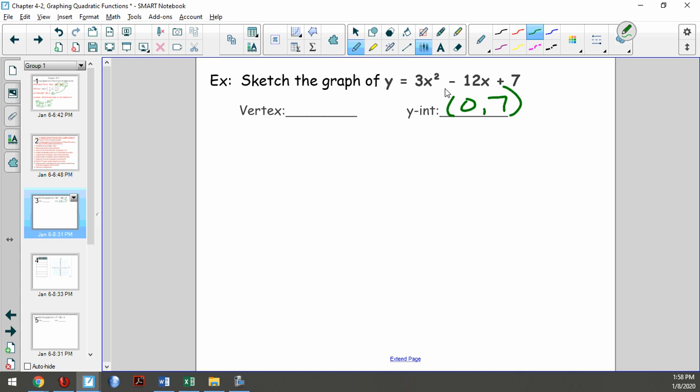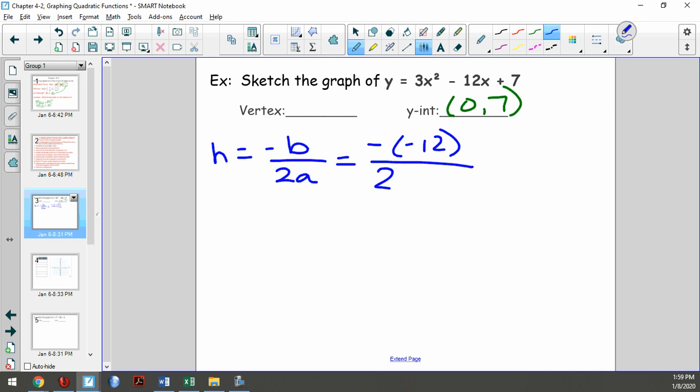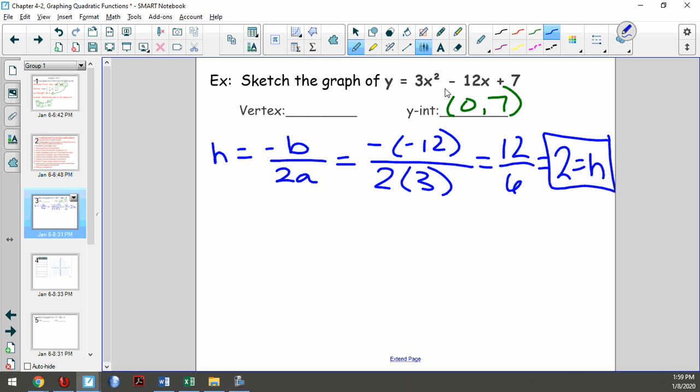The next thing I want you to do is say, okay, I'm going to find the value h. H is found by doing negative b over 2a. What is b in this equation? A negative times negative 12, all over 2 times a. What is a in this equation? 3. A double negative creates a positive 12. 2 times 3 is 6. What is 12 divided by 6? 2 is equal to your h value. Everybody with me on that?